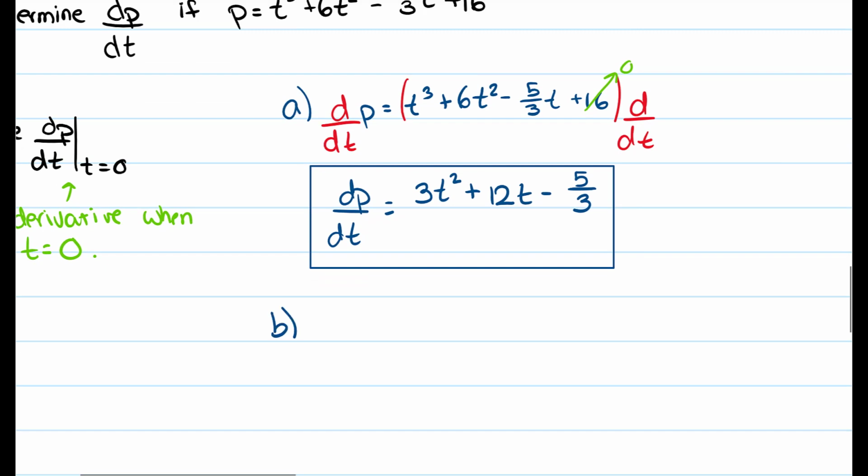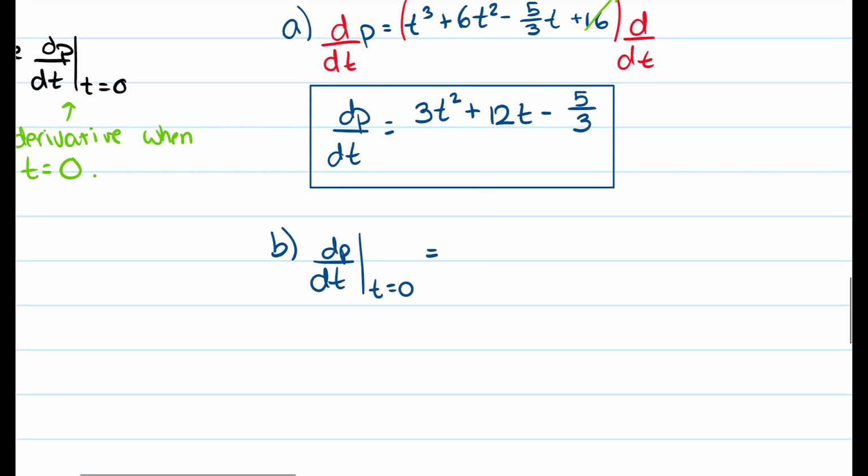And now part B wants dp dt when t is equal to 0. And so what we're trying to do now is find the slope of the tangent line when t equals 0. So all we have to do is just plug in 0. So you get 3 times 0 squared plus 12 times 0 minus 5/3. And so you get this is negative 5/3.